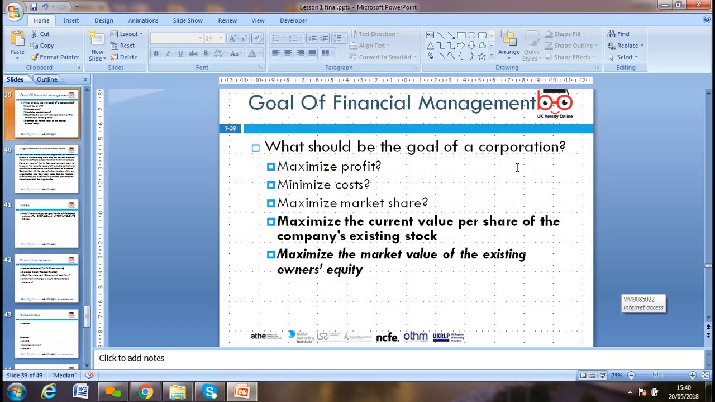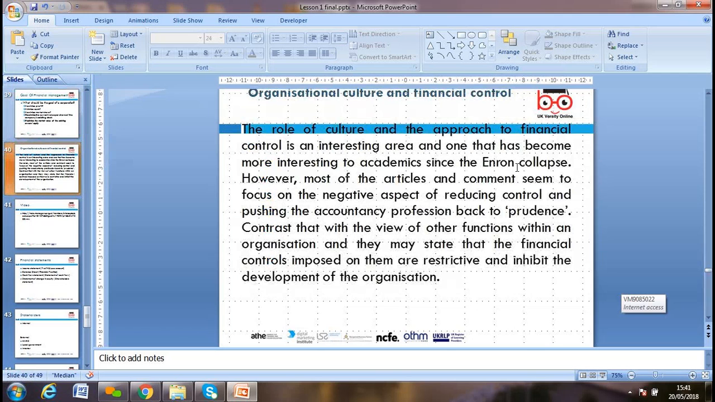Okay, the goals of financial management should be to maximize profit, minimize cost, and maximize market share. So that all comes under financial management. Accounting for managers will help them to maximize the profit, minimize the cost, and maximize market share. So maximizing the current value per share of the company's existing stock, and maximizing the value of the existing owner equity, which means the share capital too.